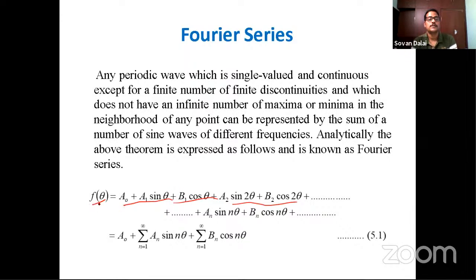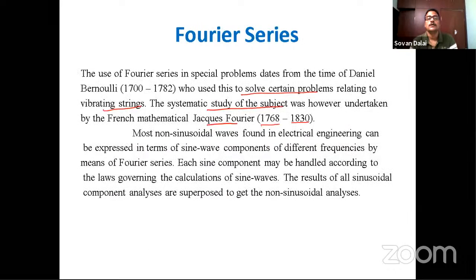So if this is the function of the non-sinusoidal wave, it can be represented by a number of sine waves of different frequency. Any non-sinusoidal waveform can be represented by a set of pure sinusoidal waveforms having different frequency. One of the terms may be the DC component, but in most cases it is a combination of pure sinusoidal waveforms having different frequency. Most non-sinusoidal waves found in electrical engineering can be expressed in terms of sine wave components of different frequency by means of Fourier series. Each sine component may be handled according to the laws governing the calculation.